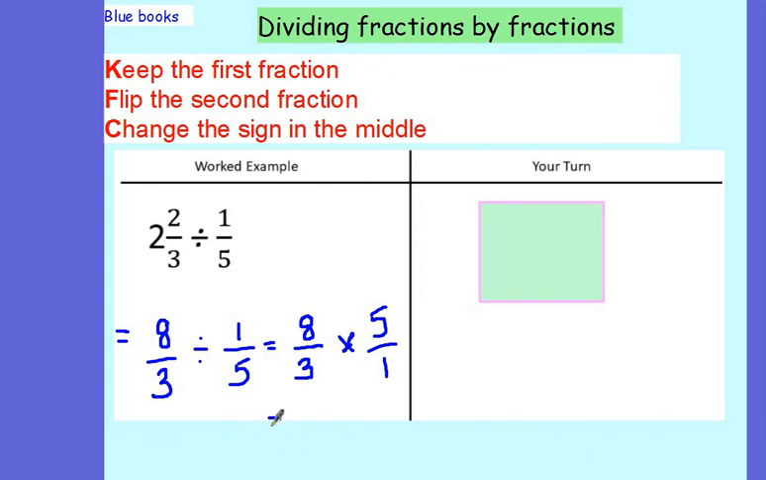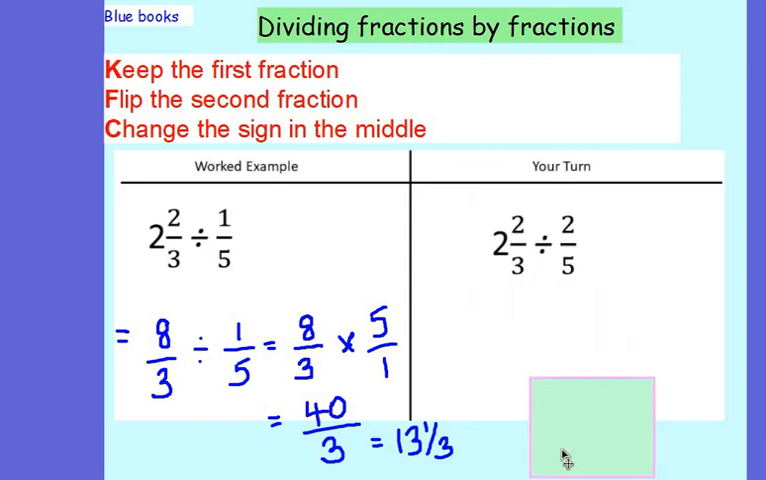I can then multiply my numerators together. 8 times 5 gives me 40, and my denominators together. 3 times 1 gives me 3. I can either write that as an improper fraction, or if I was so inclined, I could write that as a mixed number. That would give me 13 and a third. Either answer would be correct. Over to you, Year 7. In your dark blue books, here's one for you. Pause the video for a couple of minutes and work that out now, please.